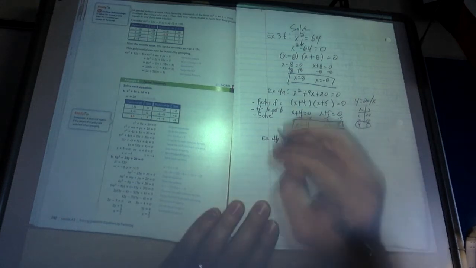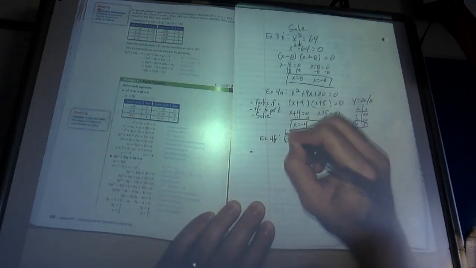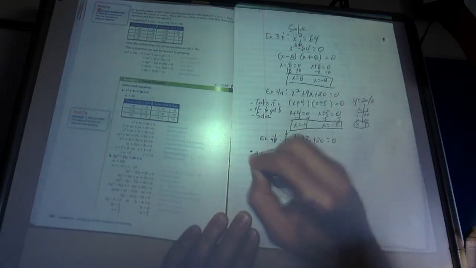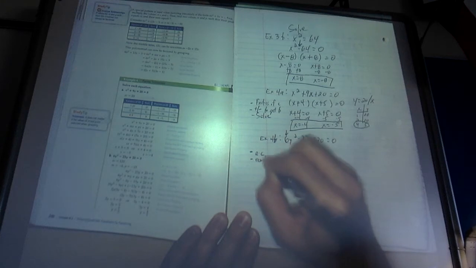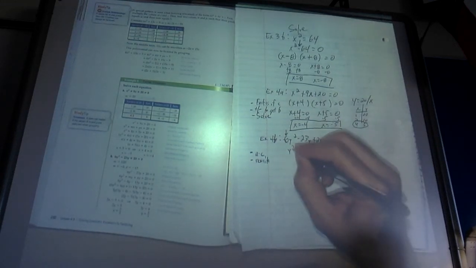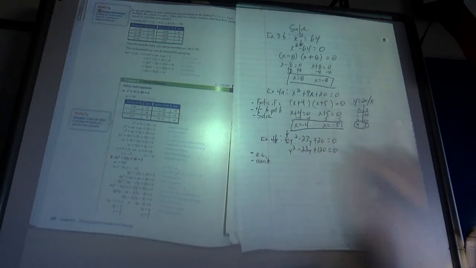All right, so here are the steps. My first step, when a is greater than 1, the number in front of our quadratic is greater than 1, I'm going to multiply a times c, and I'm going to rewrite this problem. So here's what I got. I'm going to do 6 times 20, and I'm going to rewrite this as y squared minus 23y plus 120 equals 0.